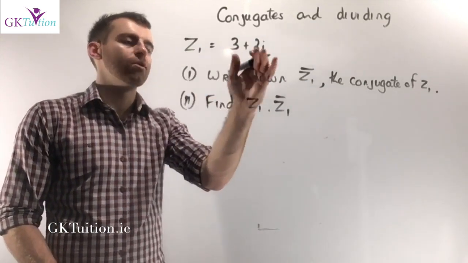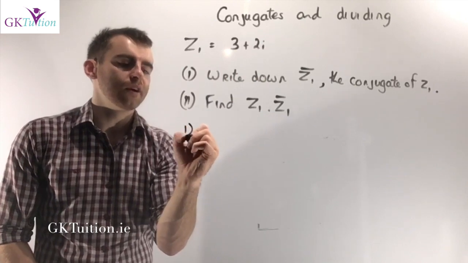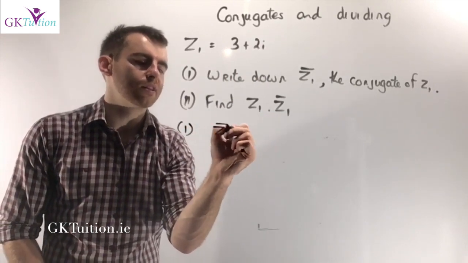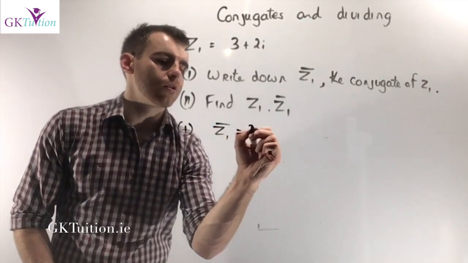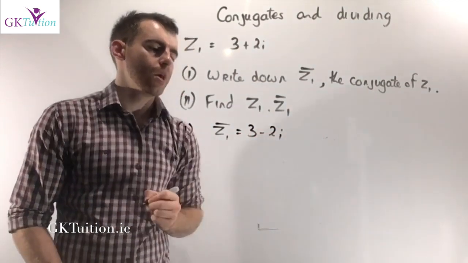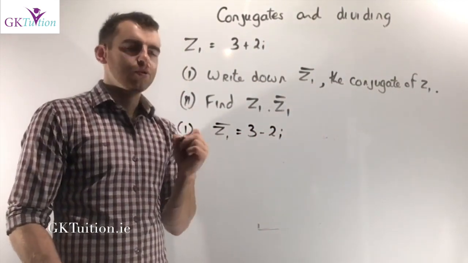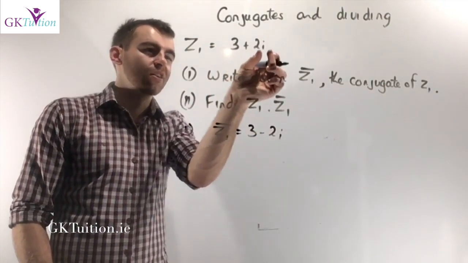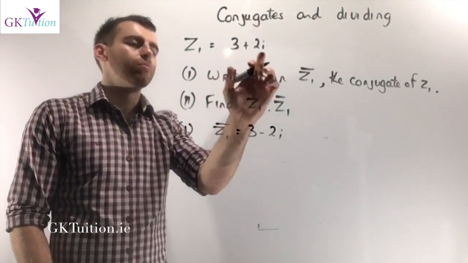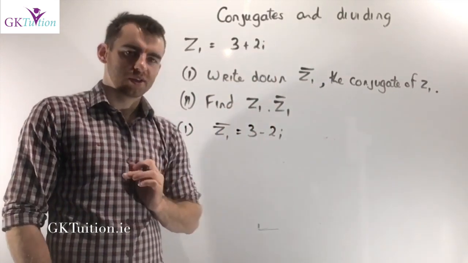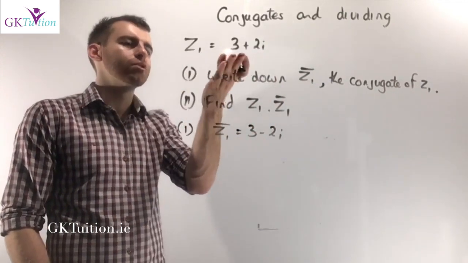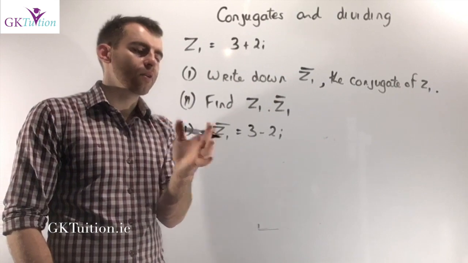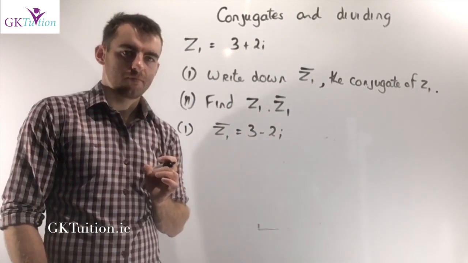If Z1 is equal to 3 plus 2i, then I could answer this one and I could say, right, well, that means the conjugate of Z1 is equal to 3 minus 2i. In order to get a conjugate, you just change the sign of the imaginary number. So this was a plus 2, means it's going to become a minus 2. So if Z1 is 3 plus 2i, the conjugate of Z1 is 3 minus 2i.